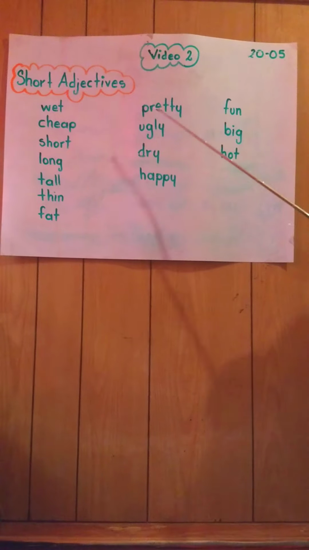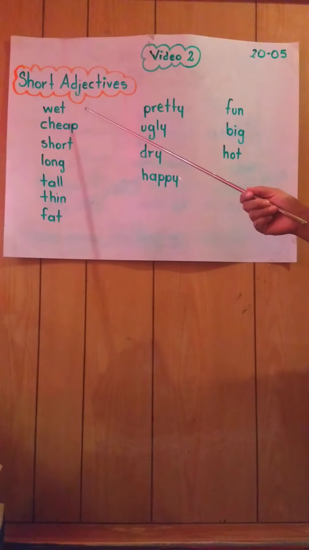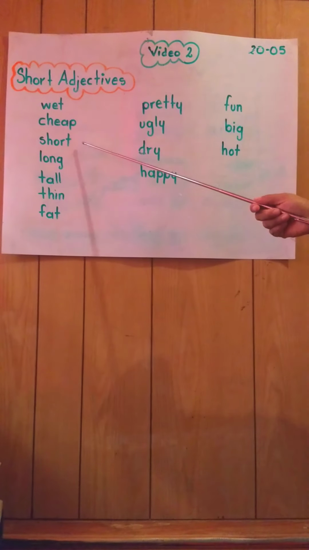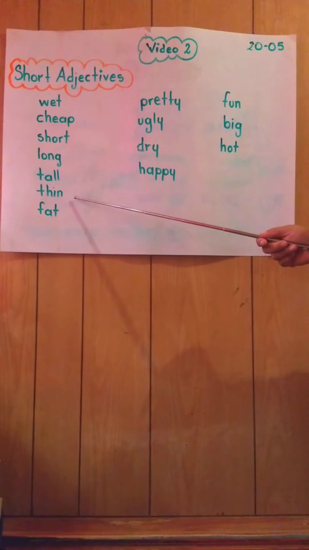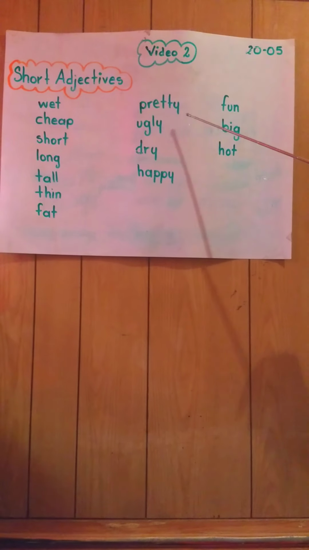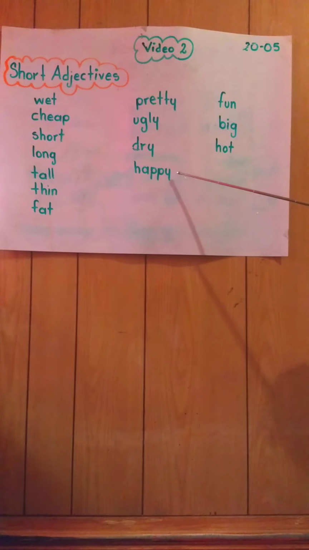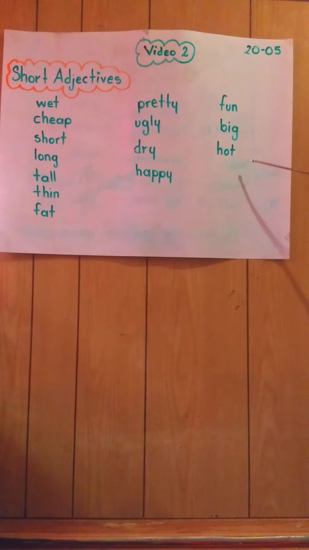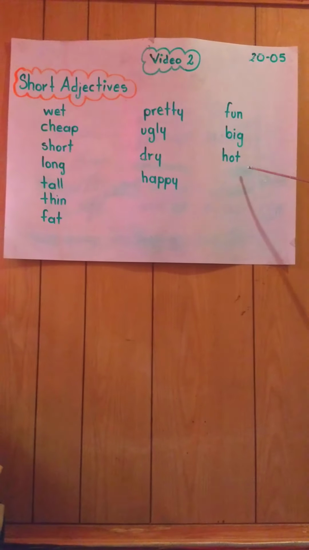Okay, in the first part we have the short adjectives: cheap, short, long, tall, thin, and fat. In the other column we have pretty, ugly, dry, and happy. And in the third column we have the adjectives fun, big, and hot.